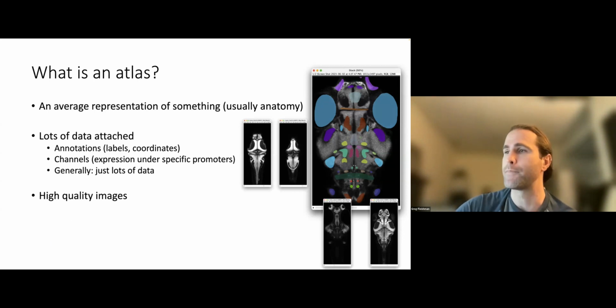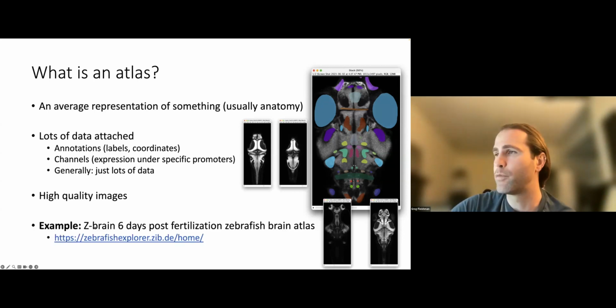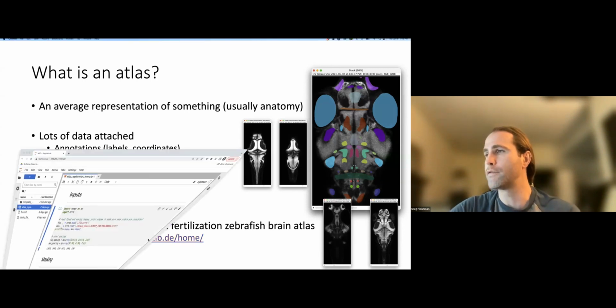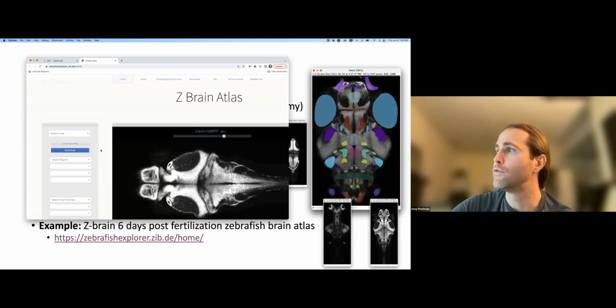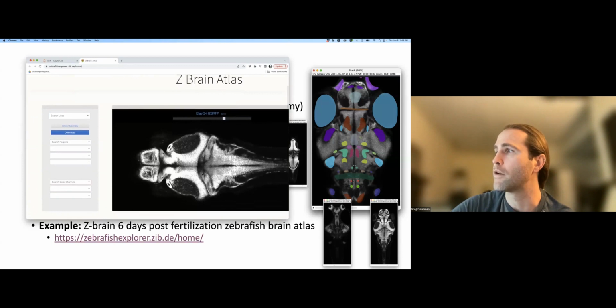And all of these examples are pulled from this atlas called the Z-Brain, which is of a 6 days post-fertilization zebrafish. And I'll open this really quick and we'll take a look at the website for the Z-Brain just to show more examples of what I'm talking about. So when you open this website, you get this image right here, which is the most commonly used image from the atlas, but there are tons and tons and tons of other images present in the atlas.